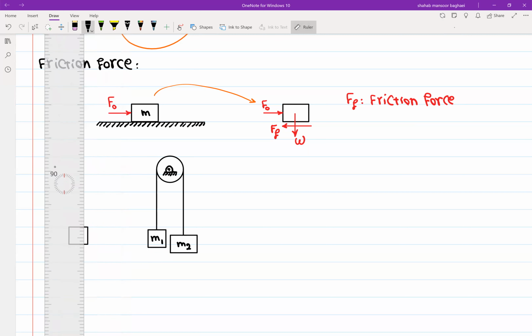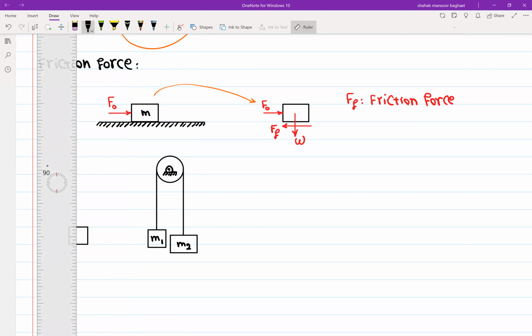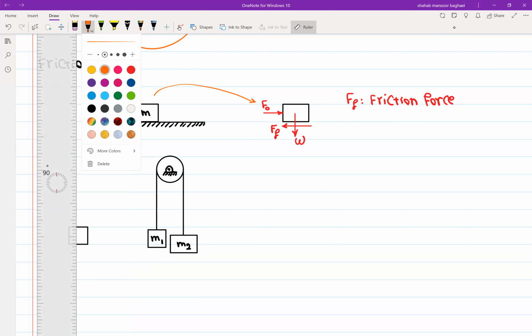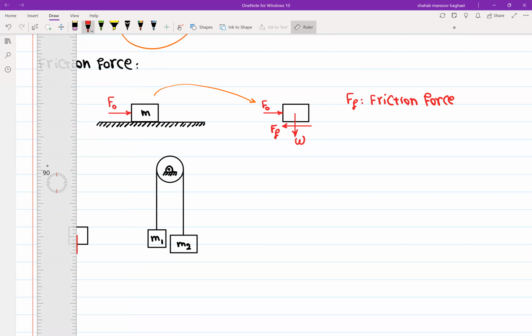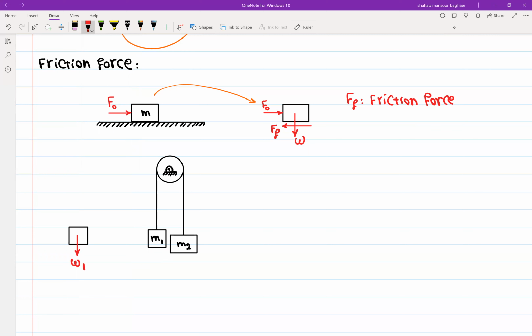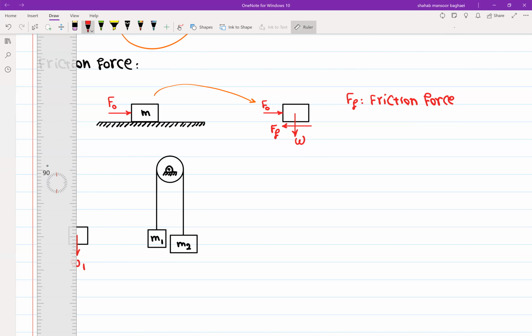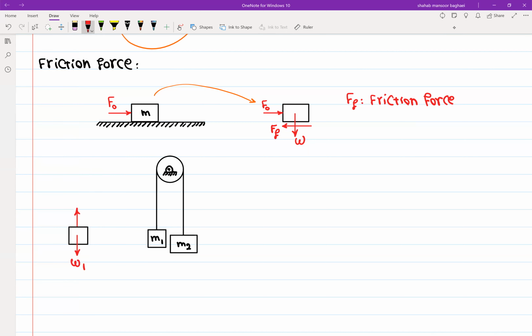First, weight force down. You know, this is first weight force. In other words, it is W1. What is next force here on this block? Obviously, on the top of the block, you have a cable. It means you should have tension. That's upward. Okay, add it. That's T.